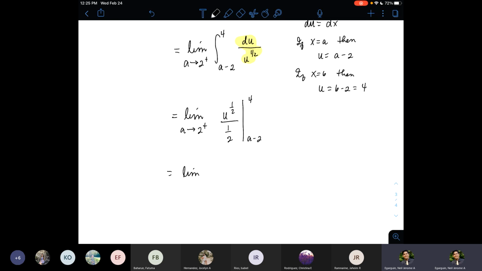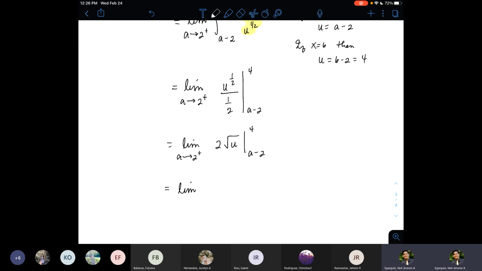Then let me just rewrite it as 2 root of u evaluated from a minus 2 to 4, as a approaches 2 from the right. And since I was very careful here that when I changed the variables to u, I also changed the bounds, I don't need to revert to the original variable anymore because the bounds are given for u. So I'll simply use the fundamental theorem of calculus here and plug the upper limit, minus I'll plug the lower limit, and take the limit as a approaches 2 from the right.